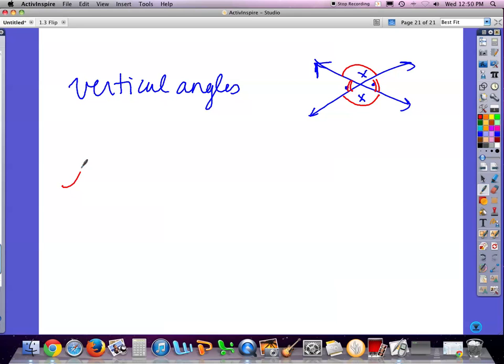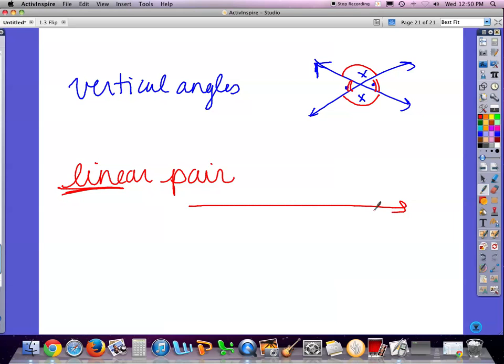Linear pair. Don't be surprised when you have a question that says something about finding a linear pair, or these angles form a linear pair. Once again, you're looking at that line. You've got a straight line, and then there's this angle coming out of it. This is angle A, angle B. These 2 angles form a linear pair. It's a pair of angles that form a line.